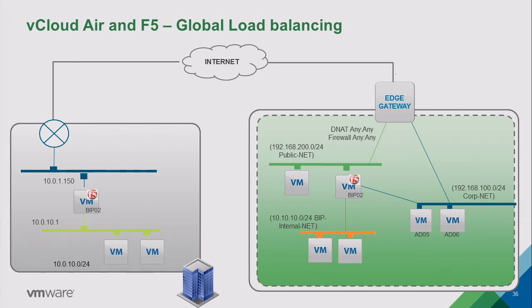Simultaneously, if you have F5 on premises, either hardware or a logical virtual appliance, the on-premises Big-IP can talk to the vCloud Air instance, and you can have global load balancing. So for example, if you have an application running on premises and you want to have it on a cloud, you can set up global level load balancing through F5.